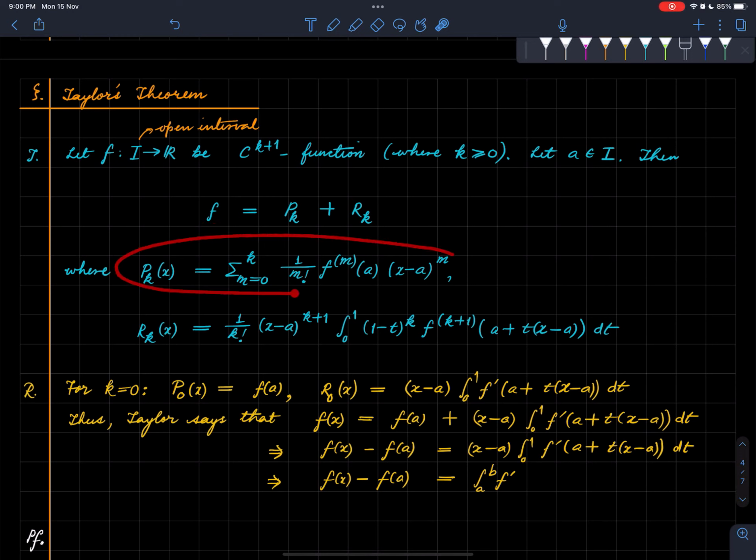The polynomial part is this, and this is indeed a polynomial. These are all numbers. This is a number, and these are exponents of some shifts of x. So all of these are polynomials. So basically P_k(x) is a polynomial.